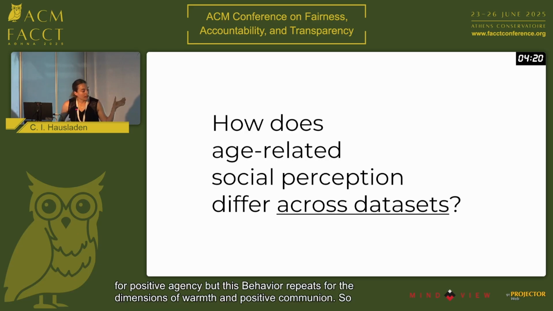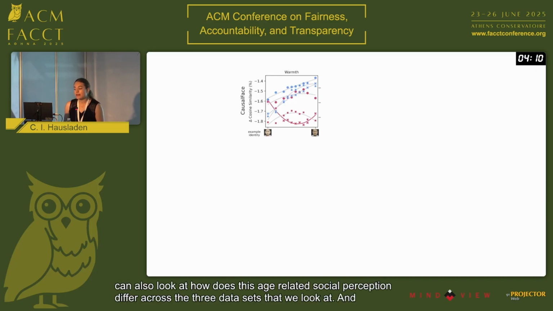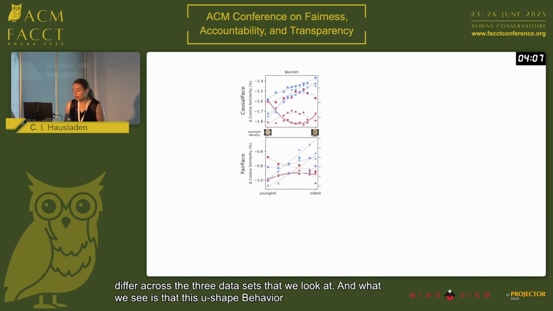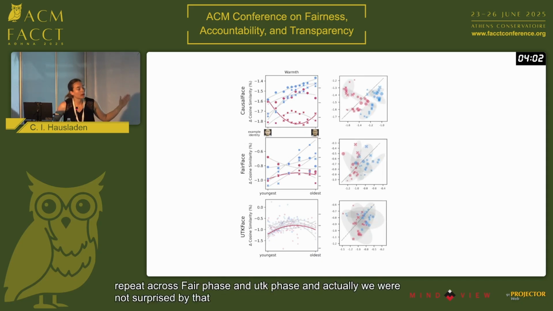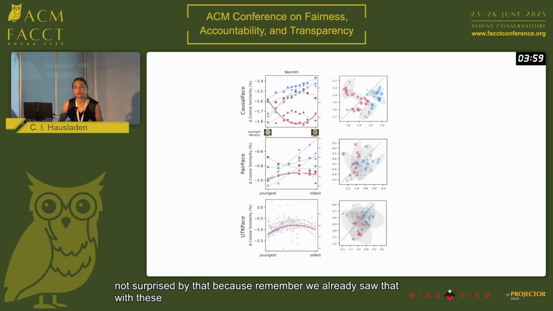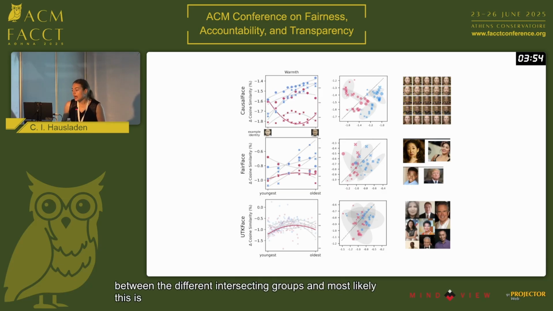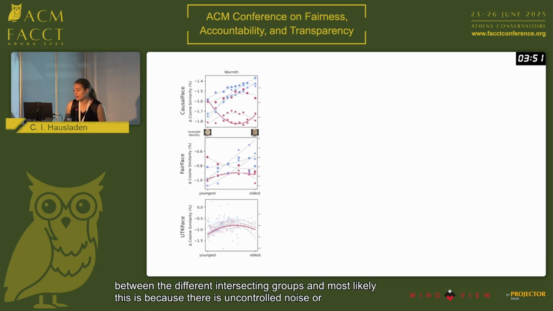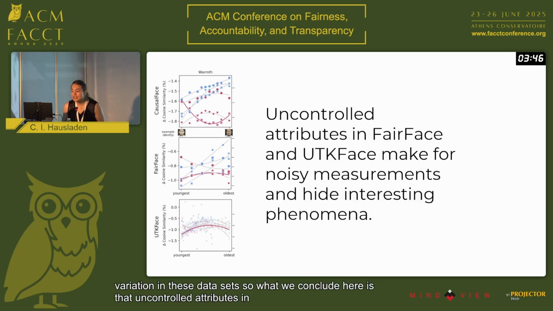So currently we looked at age perception in CausalFace, but we can also look at how this age-related social perception differs across the three datasets that we look at. And what we see is that this U-shaped behavior does not repeat across FairFace and UTKFace. And actually, we were not surprised by that because, remember, we already saw that with these face images, CLIP couldn't even distinguish between the different intersecting groups. And most likely, this is because there is uncontrolled noise or uncontrolled variation in these datasets. So what we conclude here is that uncontrolled attributes in wild-collected datasets can mask some interesting and important phenomena to detect.